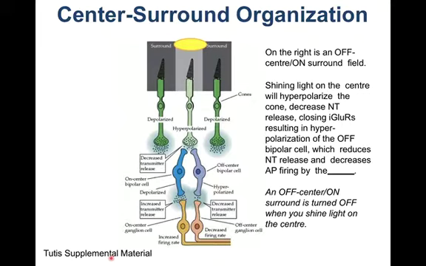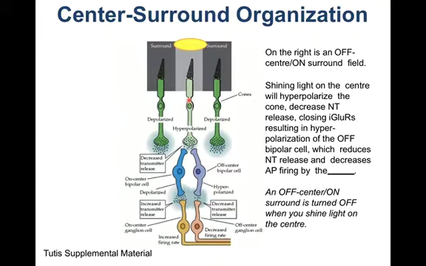On the right, we're looking at the center. We'll talk about the surround in a minute, but we're looking at what happens when you shine light on the center of an off-center, on-surround system. Remember, your off bipolar cells express iGluRs, ionotropic glutamate receptors, and shining light on the center, as always, will hyperpolarize the cone, which will decrease neurotransmitter release. Decrease in glutamate will lead to closing of ligand-gated ionotropic glutamate receptors.